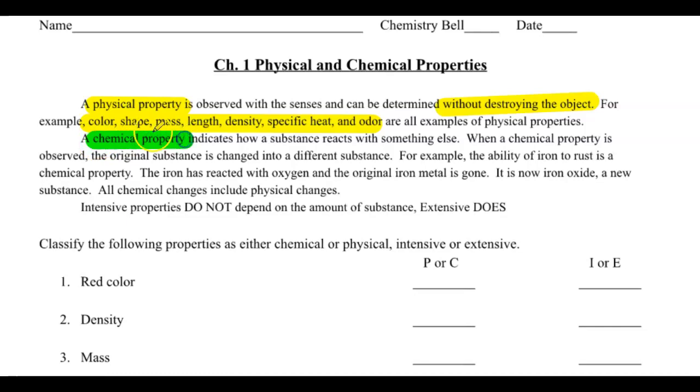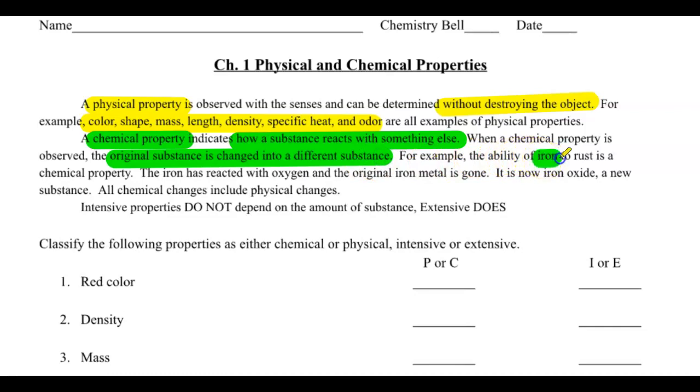Chemical properties, on the other hand, are all about how something reacts with something else. When you observe it, the original substance is changed into something new. So for example, iron rusts. That's a chemical property. We don't have that same iron left over anymore. Rust is something different. So the iron reacted with oxygen and the original metal is gone. All chemical changes include physical changes as well.